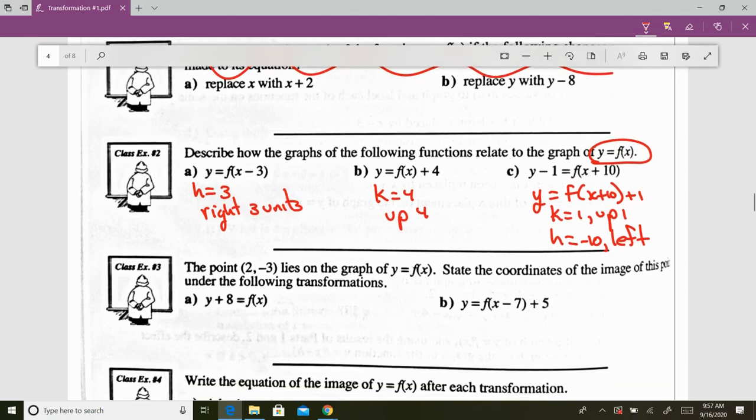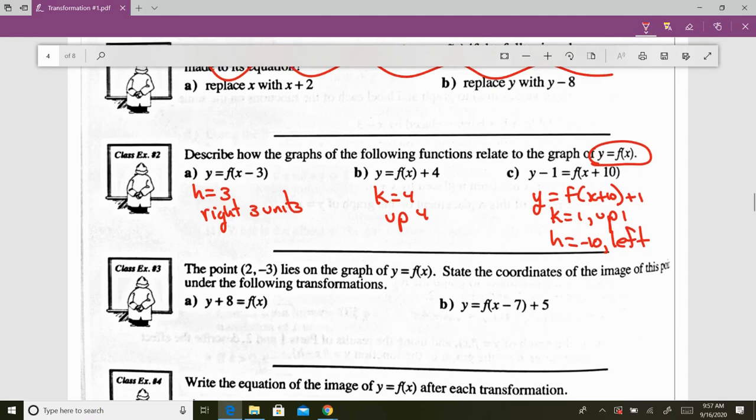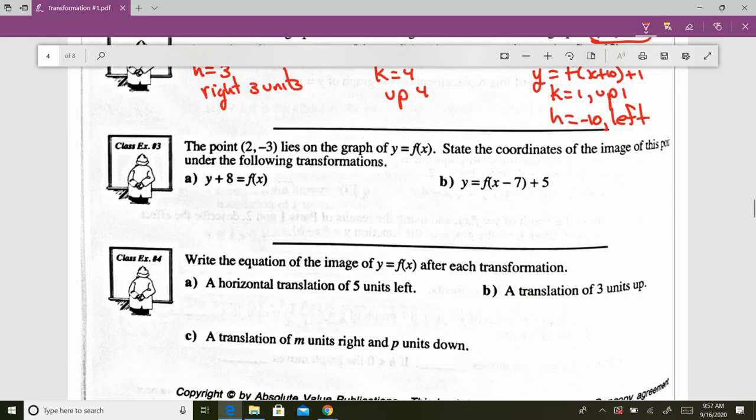Is that okay? All right, it's just taking what we learned about quadratics, absolute value, all that kind of stuff, and now we're applying it to f of x, which is any function. These rules apply to any function in the world. Okay? And you'll see later on when we do trig functions and stuff, you can move those graphs around as well. All right. Let's just do these quick ones here.